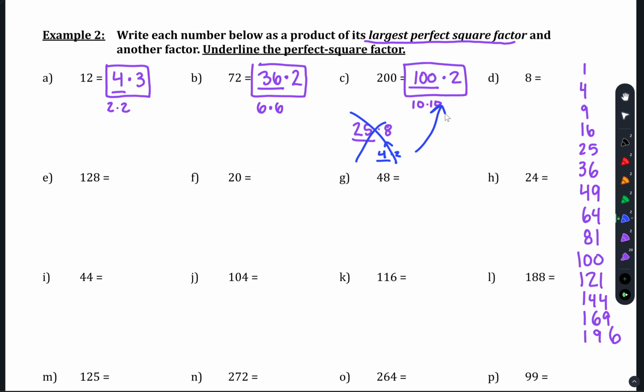So letter D, I just kind of did this. What's the perfect square that goes into 8? 4 and 2. So 4 is a perfect square. There's my answer. This is 2 times 2. Any questions on this?